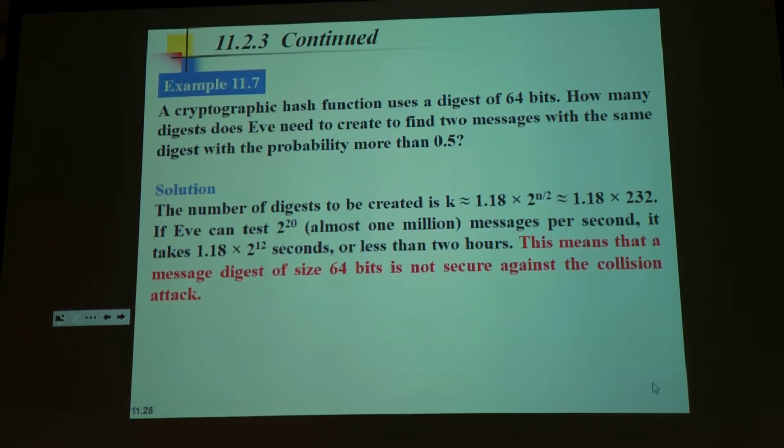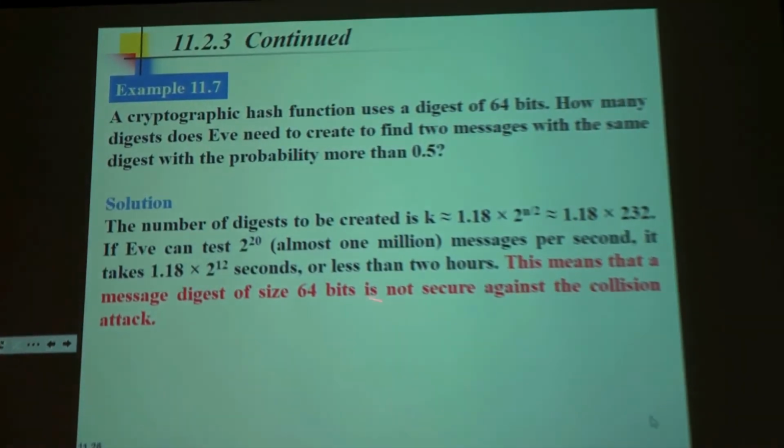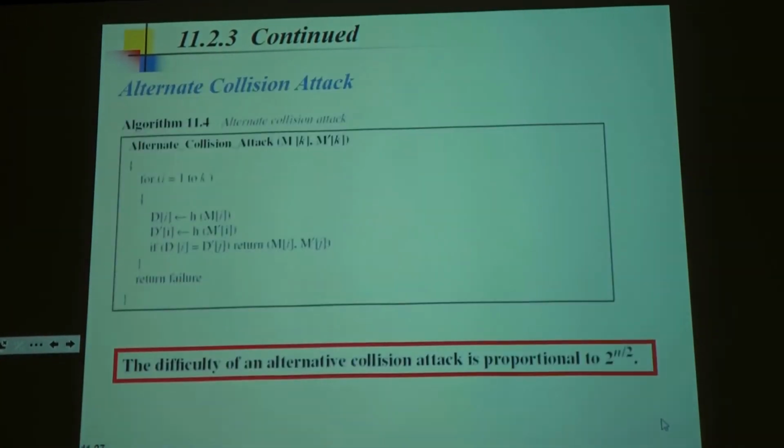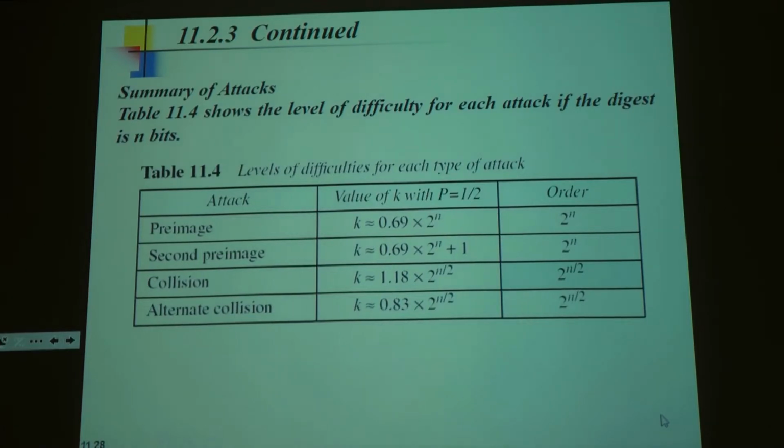So if Eve tests 2 to the power 20 per second, how many seconds does she need? 2 to the power 32 minus 20, 12, which will be about 2 hours. So you could crack it in 2 hours. Okay, so this means that a message digest of size 64 bits is not secure against collision. All right, so the difficulty of an alternative collision attack is 2 to the power n. So that's what we conclude in here.